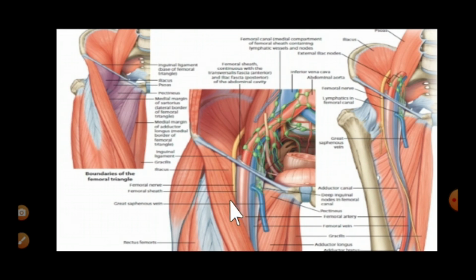So if we see it anteriorly, this is the front of the thigh. Here we have the inguinal ligament, and we have the common iliac artery coming here, dividing into external and the internal iliac artery. So the external iliac artery is continuing down as the femoral artery. Then we have the femoral vein here, and the medial most compartment, the femoral canal. So this opening is called the femoral ring.